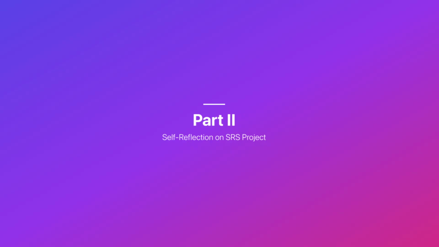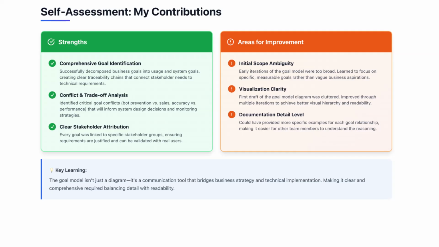Now for part two, self-reflection. My main strengths were decomposing business goals into usage and system goals with clear traceability, identifying conflicts like bot prevention versus sales, and linking every goal to stakeholder groups. My weaknesses were early iterations were too broad. My first diagram was cluttered and I needed more examples for teammates. Key learning is the goal model bridges strategy and implementation.